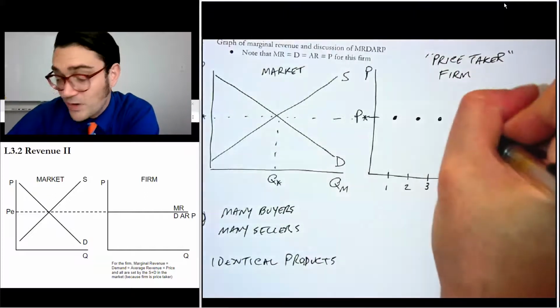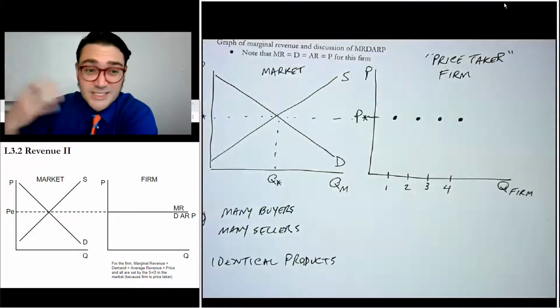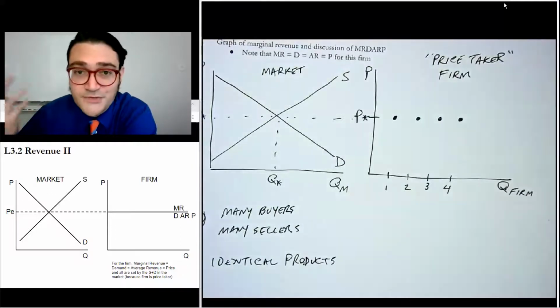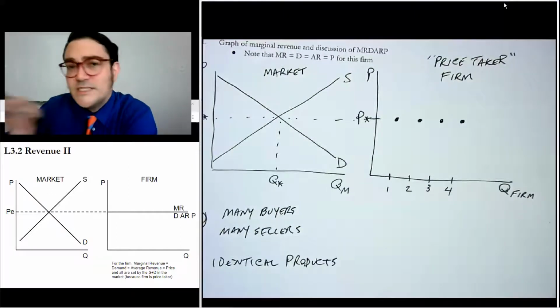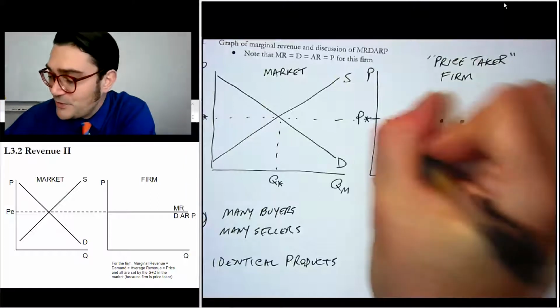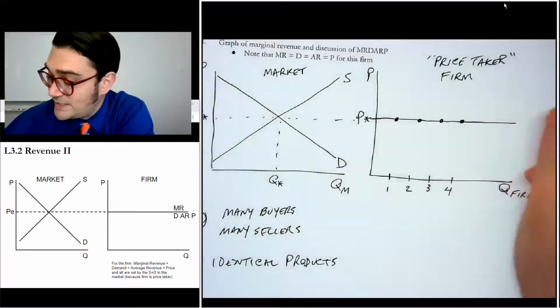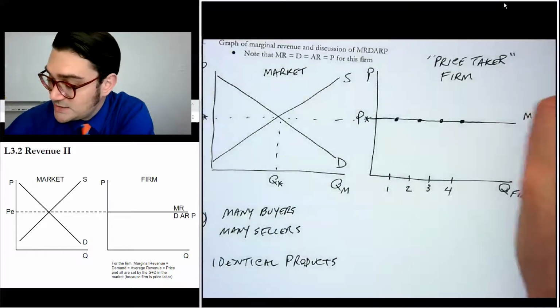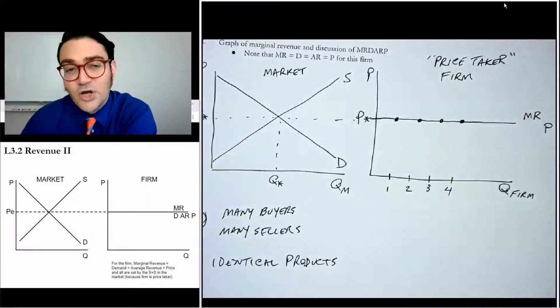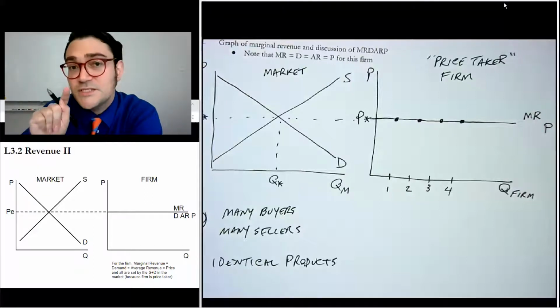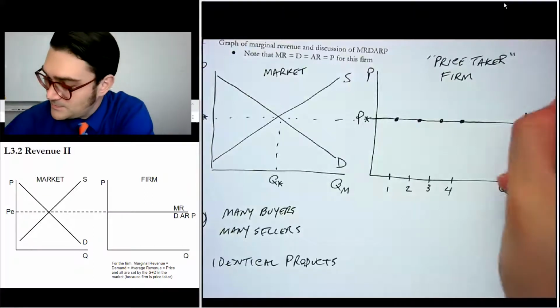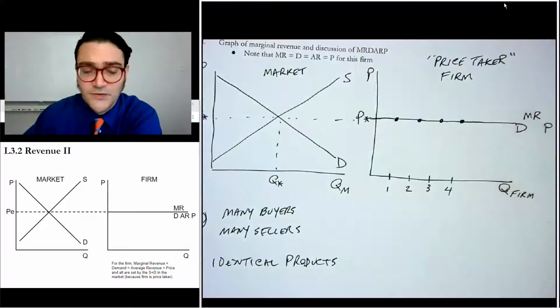They have to be. Because if you tried to sell at a higher price, nobody would buy from you. If you sold at a lower price, you're just foregoing money. So all of your prices are the same, and your marginal revenue is the same. And if we connect all these dots, we say that that's the price, but we also say it's the marginal revenue. It's also the demand for this firm's products.